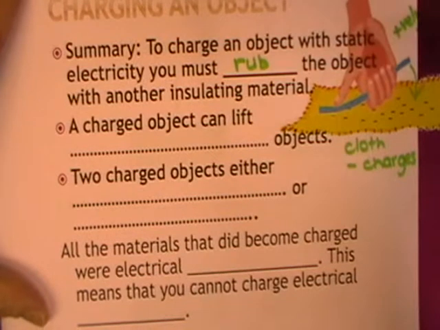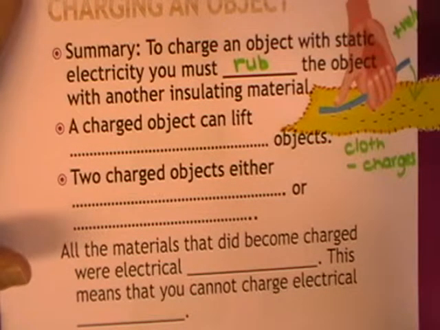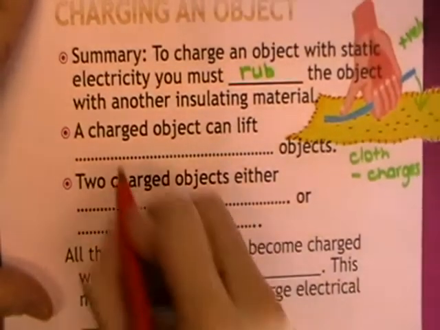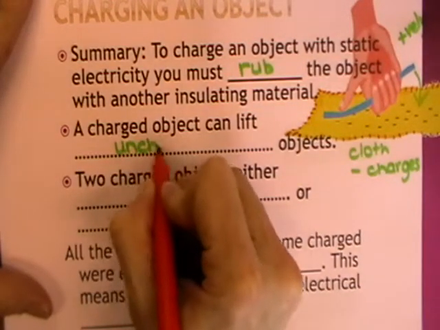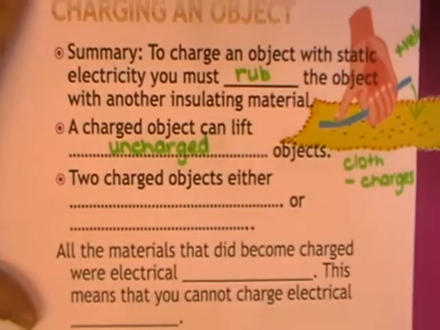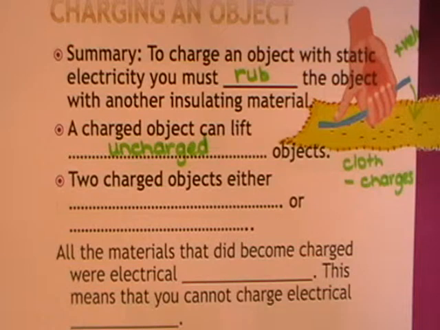So then also, whenever you charge your object, it then can lift some uncharged objects. Now, in general, those uncharged objects would have to be very, very light. So if you rubbed a ruler and you got the ruler charged, you might be able to lift wee tiny pieces of paper, but you wouldn't be able to lift big bits of cotton wool or some other insulating material.